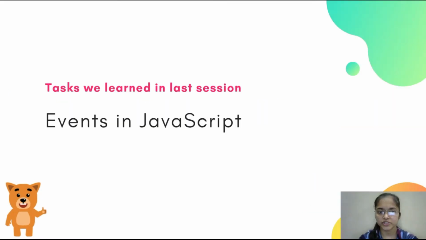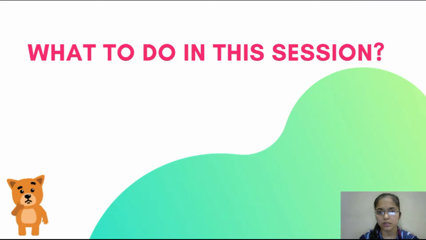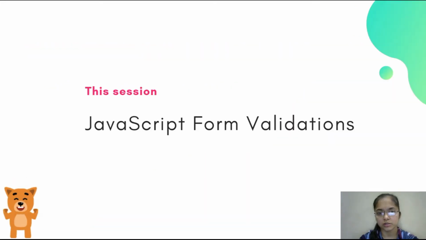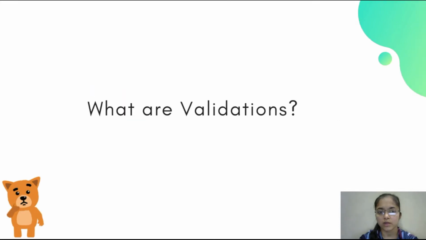In the last session we studied about events in JavaScript. Now what will we do in this session? In this session we will start the JavaScript form validations. Now what do we mean by validations? Validations are used to validate the data, meaning to make sure the data is correct.